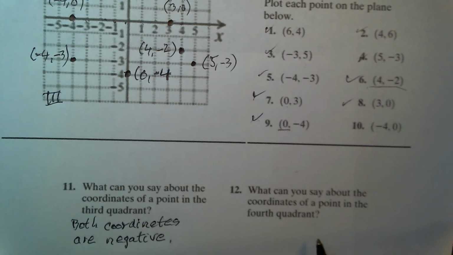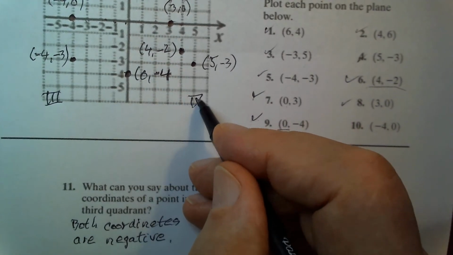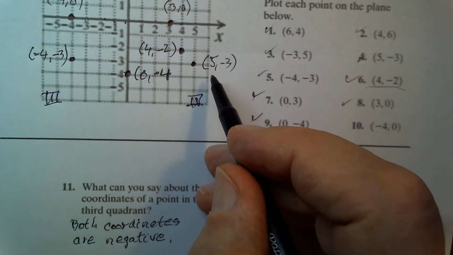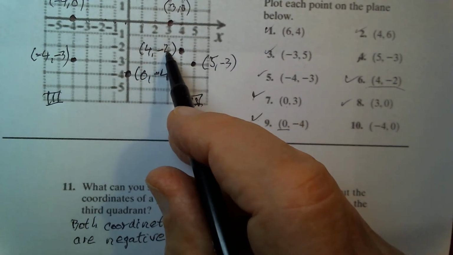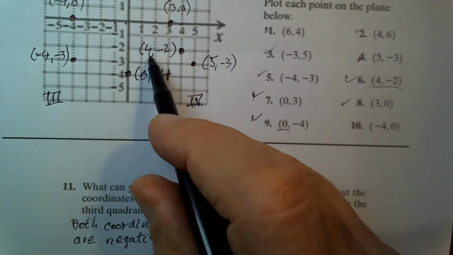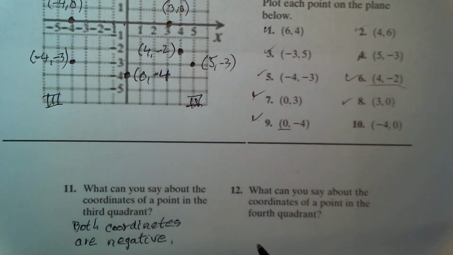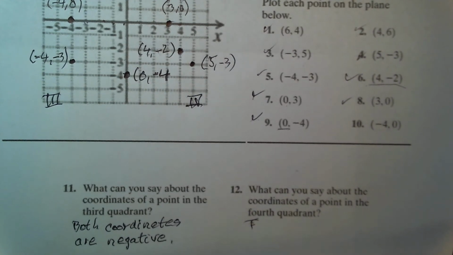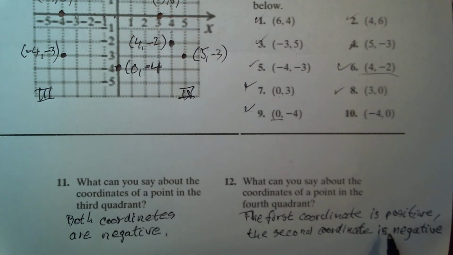Similarly, what can you say about the coordinates of a point in the fourth quadrant? Well, here's the fourth quadrant. And let's look at one of those points. Well, two actually. 5, -3 or 4, -2. And so what you can say is that the first coordinate is positive and the second coordinate is negative. So here you have it. The first coordinate is positive and the second coordinate is negative for a point in the fourth quadrant.